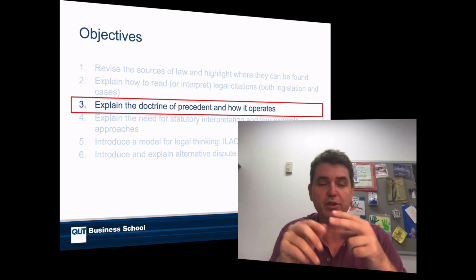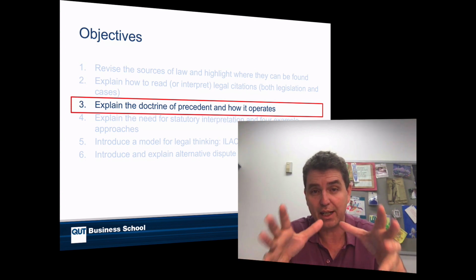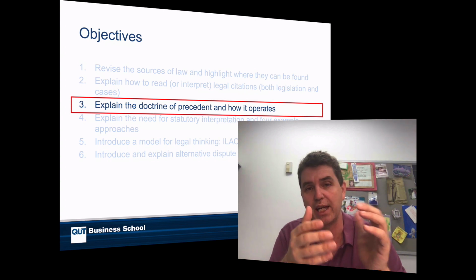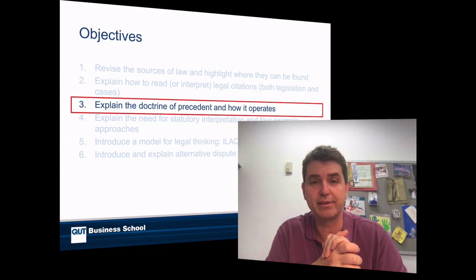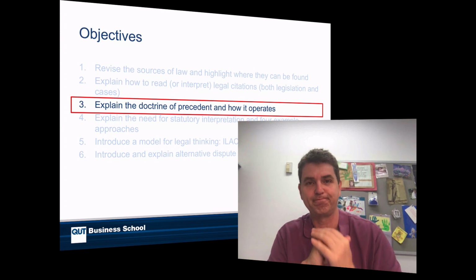And the second bit looks at statutory interpretation, which is what happens when you're reading a statute or a piece of legislation and it's unclear. How do you work out what the law actually is? So let's do the first of those, the doctrine of precedent.